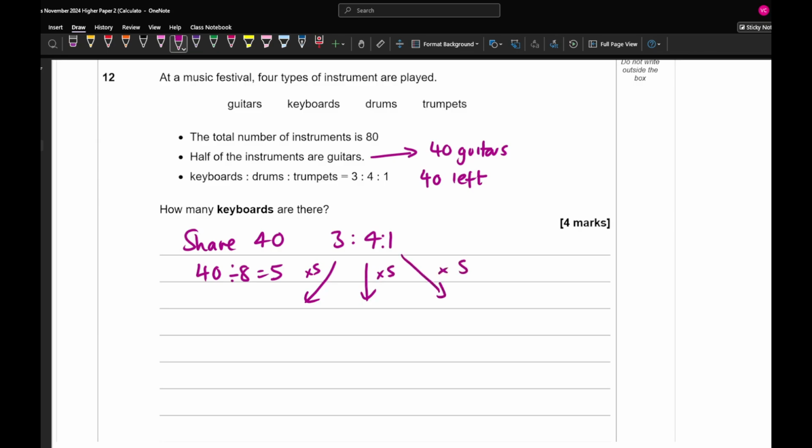Now in the question it's only asking for how many of those are keyboards, so the ratio part that's connected to keyboards is the very first one. So I'm only interested in 3 parts, so 3 parts is going to be 3 times 5, giving me an answer of 15.